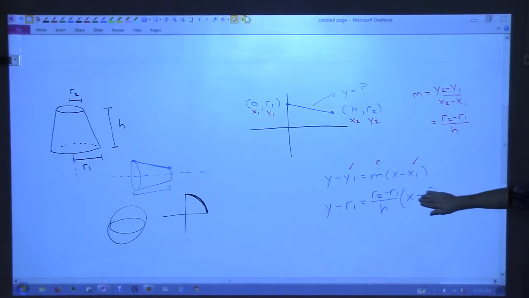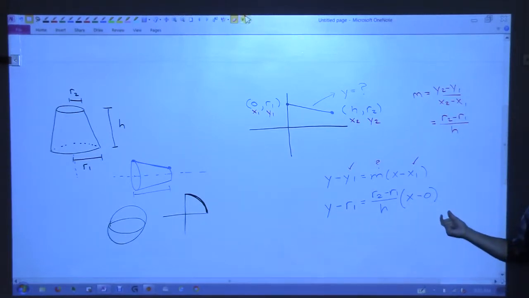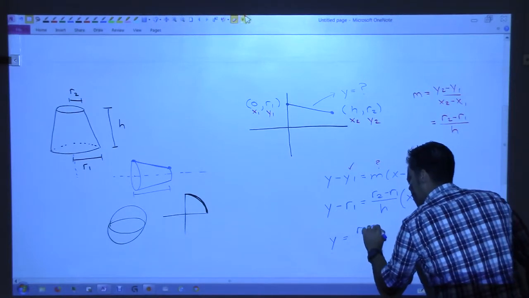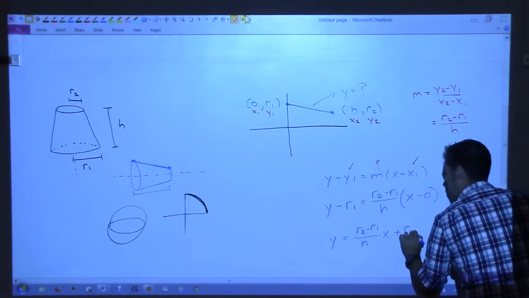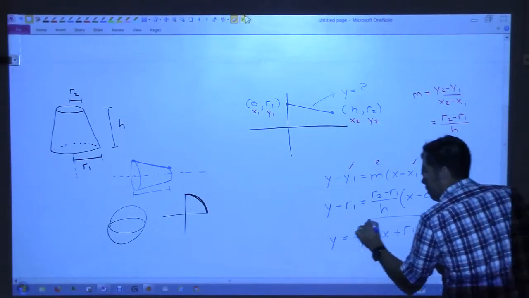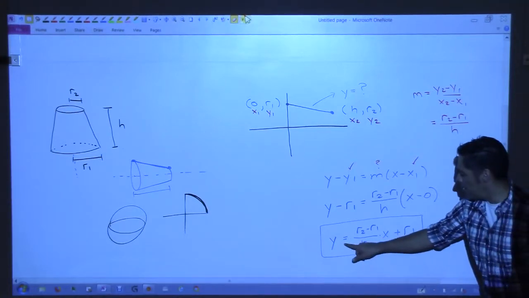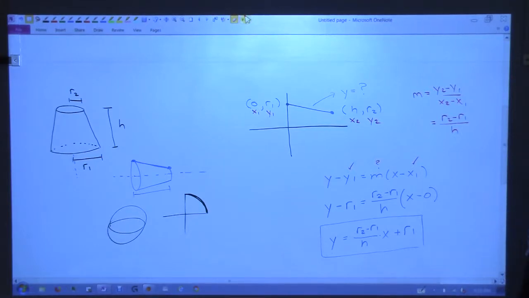All right, now when I do this, x minus 0, that's just x, so it's this times x, right? And then I'm going to bring the r1 over to the other side. So I have y equals r2 minus r1 over h times x plus r1. This is the equation of that line. y equals mx plus b. Okay? Now, you ready to wrap it around the x-axis? Find its volume?